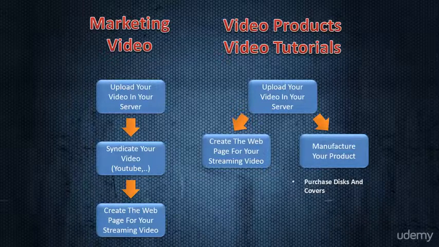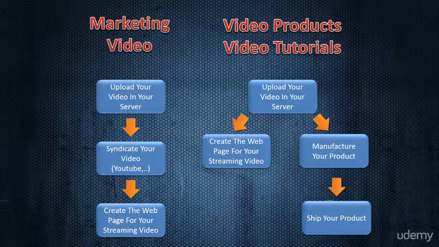In the case of a physical product, to manufacture a product you need to purchase discs and covers. You need to burn your disc, you need to print the disc cover, you need to print the disc, you need to include the documentation, and you need to assemble the package. So basically you need to do product management work. You need to manage your product from the creation to the assembly, to the manufacturing, and to the shipping phase. In fact, at the end you will ship your product.